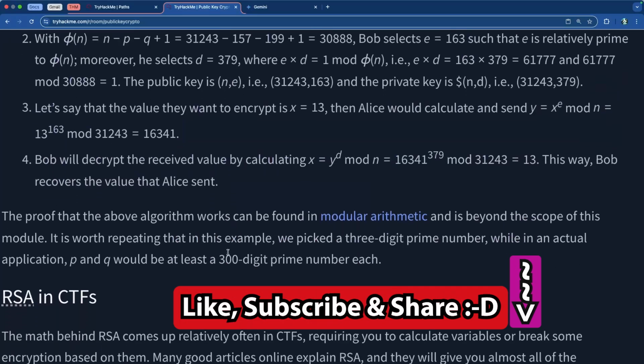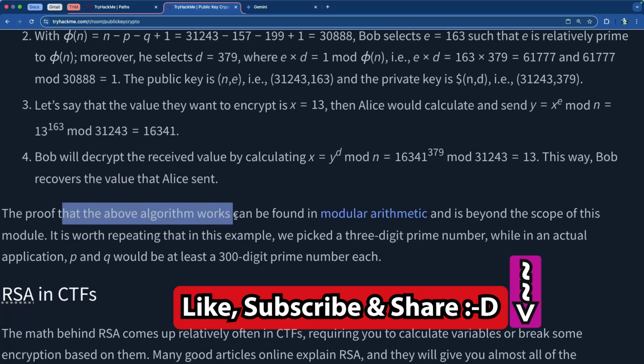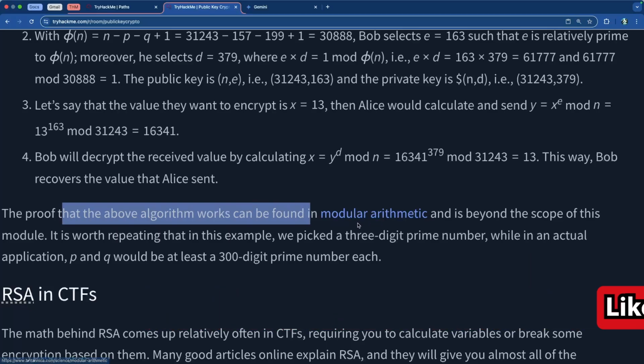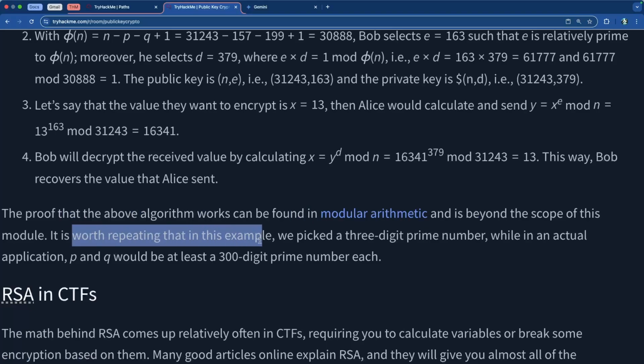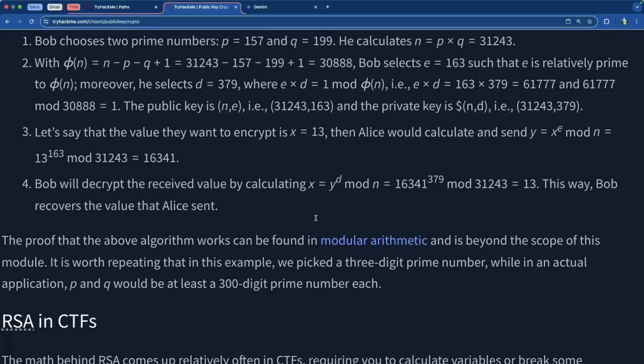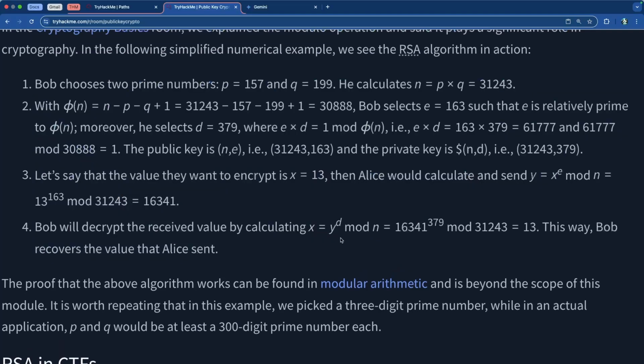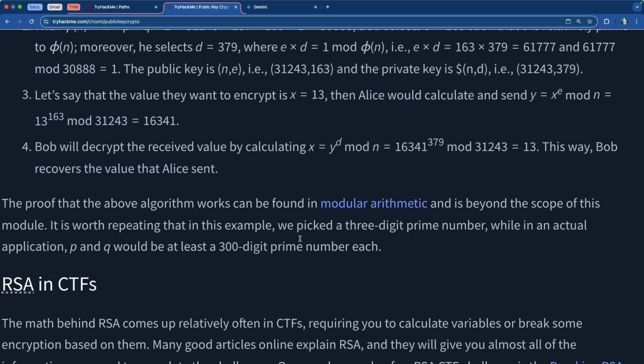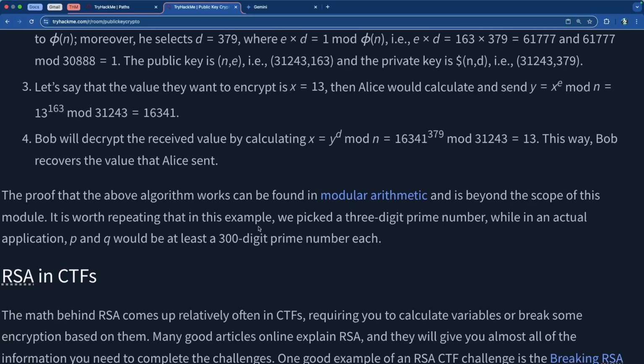That's how modulo works. So the proof that the above algorithm works can be found in modular arithmetic and is beyond the scope of this module. No kidding. It is worth repeating that in this example, we picked 3-digit prime numbers, while in an actual application, P and Q would be at least 300-digit prime numbers each. So imagine what these things are going to look like. Instead of 3-digit numbers, they're going to be 300-digit numbers. My God, I'm exhausted already.